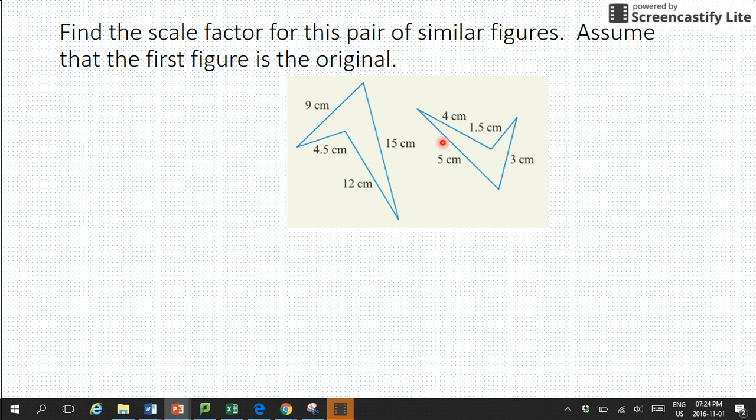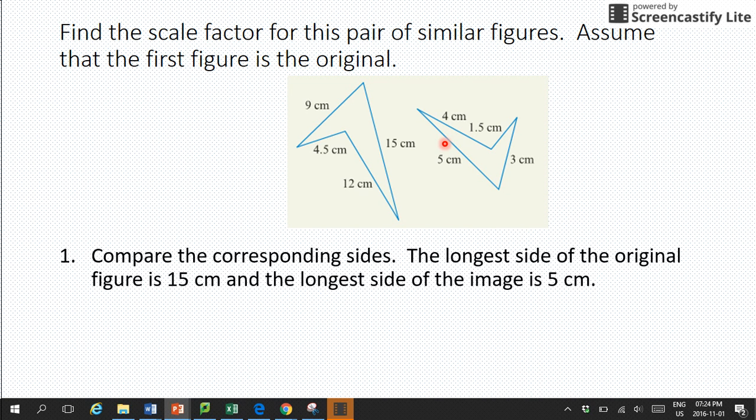Remember, this is the original, this is the copy. So they've actually shrunk it and made it smaller. So compare the corresponding sides. The longest side of the original figure is 15 centimeters, and the longest side of the image is 5 centimeters. That's what you're going to look for first. You probably could do it with any of the sides, but as long as it's the longest on one, longest on the other.